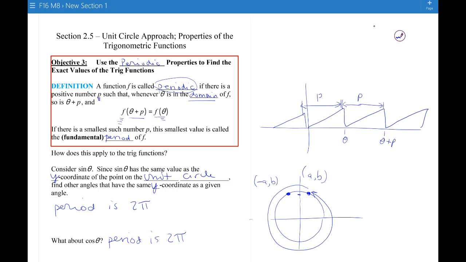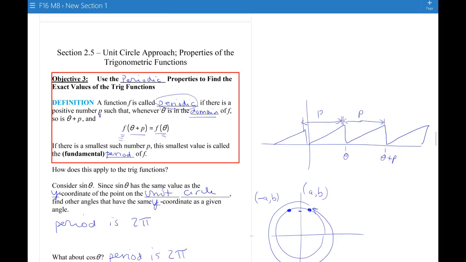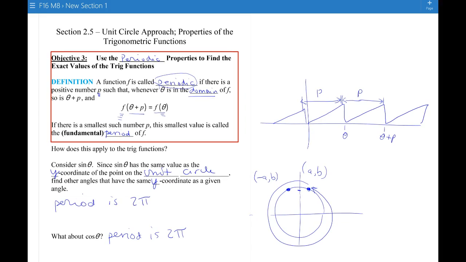Let's think about how this applies to the trig functions, and let's think about sine of theta. Sine theta has the same value as the y-coordinate of the point on the unit circle. So we can find other angles that have the same y-coordinate as a given angle by going around the circle again. Every time we do that, we get to another point that has the same y-coordinate. So the period is 2 pi.